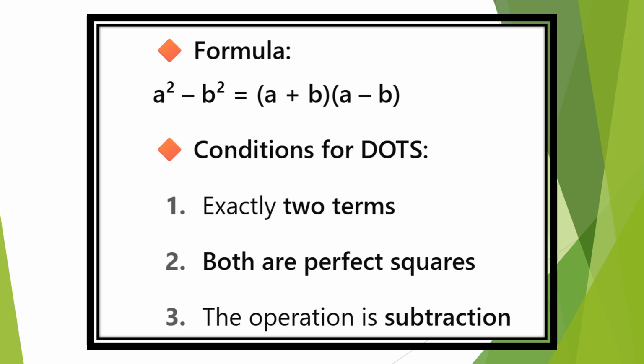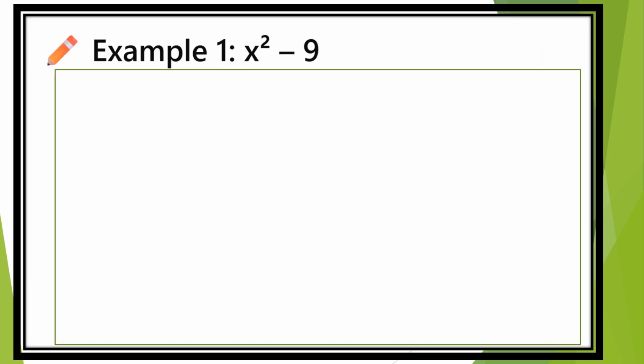Okay, let's go to the DOTS, difference of two squares. The formula is a squared minus b squared is equal to a plus b times a minus b. The conditions for DOTS or difference of two squares: first, there must be exactly two terms. Next, both are perfect squares, like our examples earlier. The operation is subtraction, since it is a difference. When you say difference, that is subtraction.